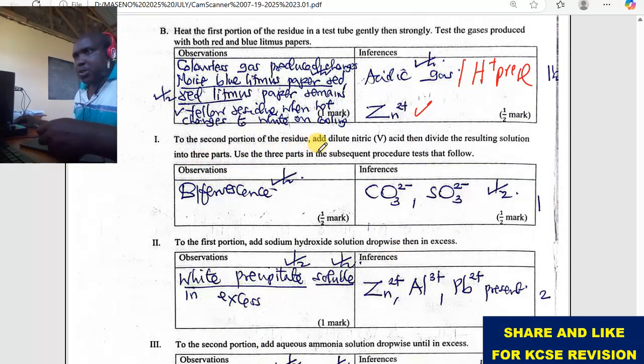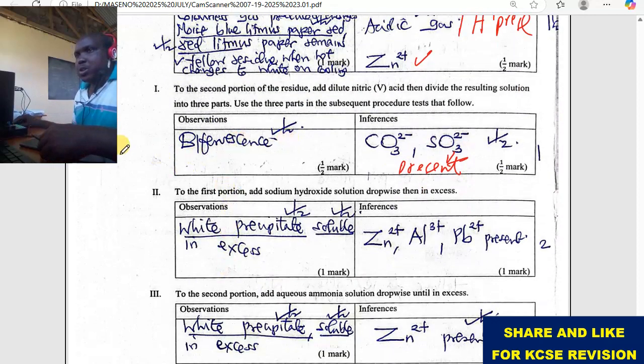To the second portion of the residue, add dilute nitric acid and divide the solution into 3 parts. Observation: if effervescence occurs, then it means it is a carbonate or a sulfite. A carbonate or a sulfite is present. Now this one will dissolve. The carbonate will dissolve in the nitric acid and will form a colorless solution, because a carbonate with an acid forms a colorless solution.